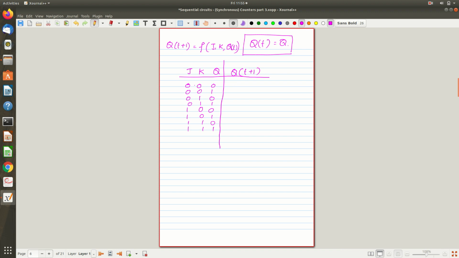J equal to 0, K equal to 0 corresponds to what? No change, right? So this corresponds to no change. These two correspond to no change. Whatever your Q was in the previous clock cycle will just be retained in the output. Similarly, J equal to 0 and K equal to 1 corresponds to resetting the circuit. Hope you remember, K equal to 1 is for resetting, right? So resetting the circuit.